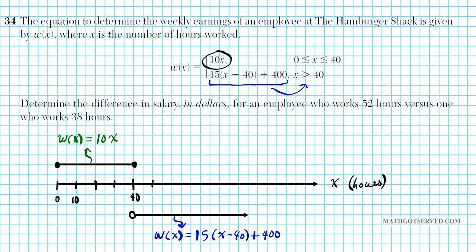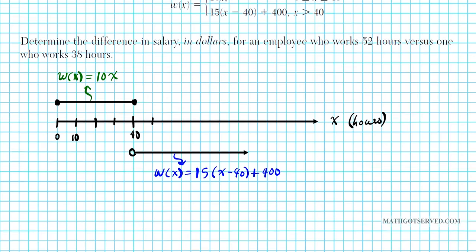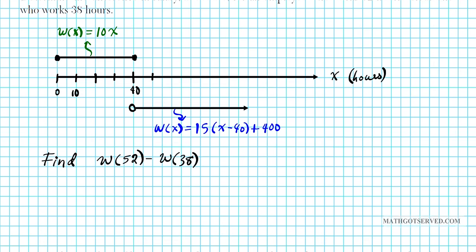All right, so in this problem we're asked to find the difference between working 52 hours and 38 hours. So what are we doing in essence here? In essence, what we're doing is we want to find W52 minus W38. What do you get when you plug 52 into this function? And then what do you get when you plug in 38 into this function? And then when you subtract it, that will be your answer. All right, so we're going to do this step by step so you understand what's going on.